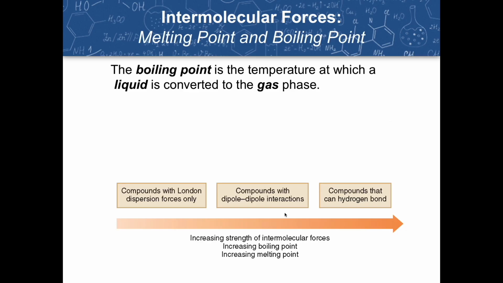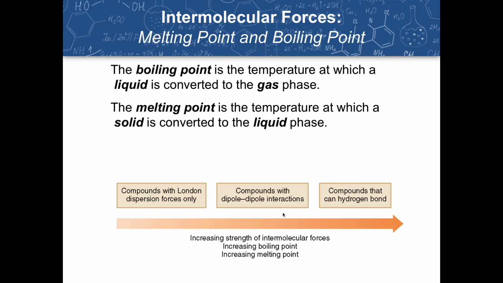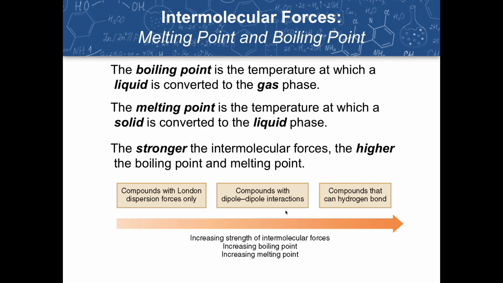For the first one, how do intermolecular forces affect the melting and boiling point of a substance? When we say boiling point, the boiling point of a compound is the temperature at which a liquid is converted to the gas phase, while the melting point is the temperature at which the solid is converted to the liquid phase. So the strength of the intermolecular forces determines the boiling point and melting point of compounds. We take note that the stronger the intermolecular forces, the higher the boiling point and the melting point.